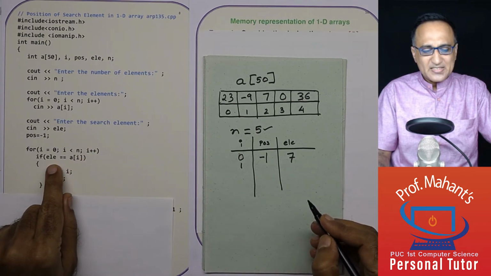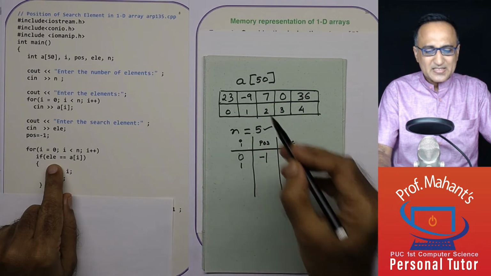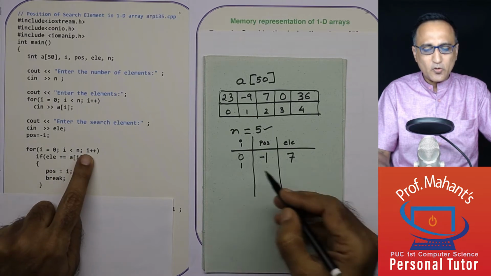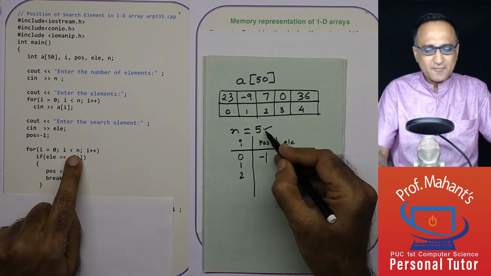Then element is again 7. a of 1 is -9. Is -9 equal to 7? It is again false. So it will go on. i becomes 2. Now 2 is still less than 5.